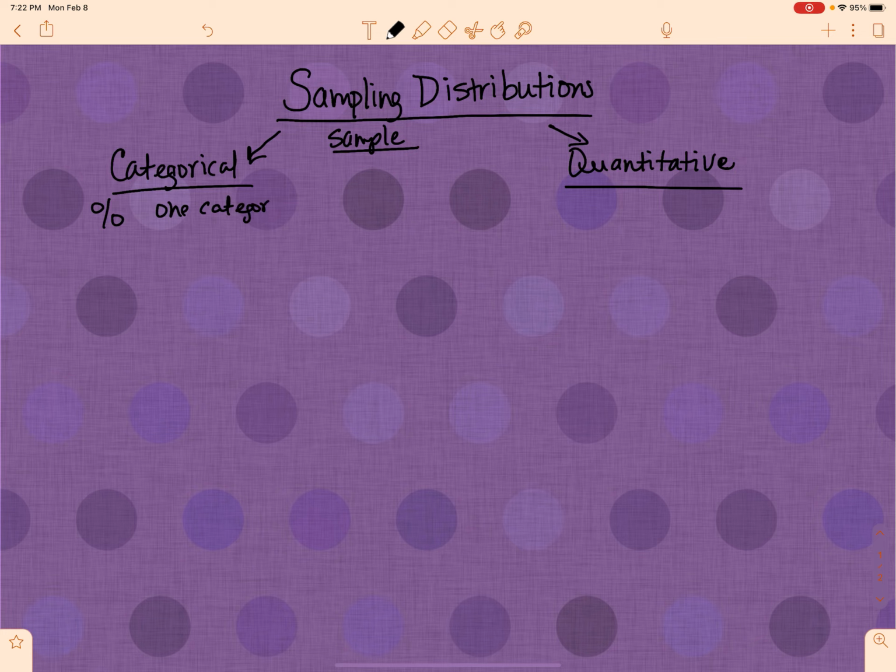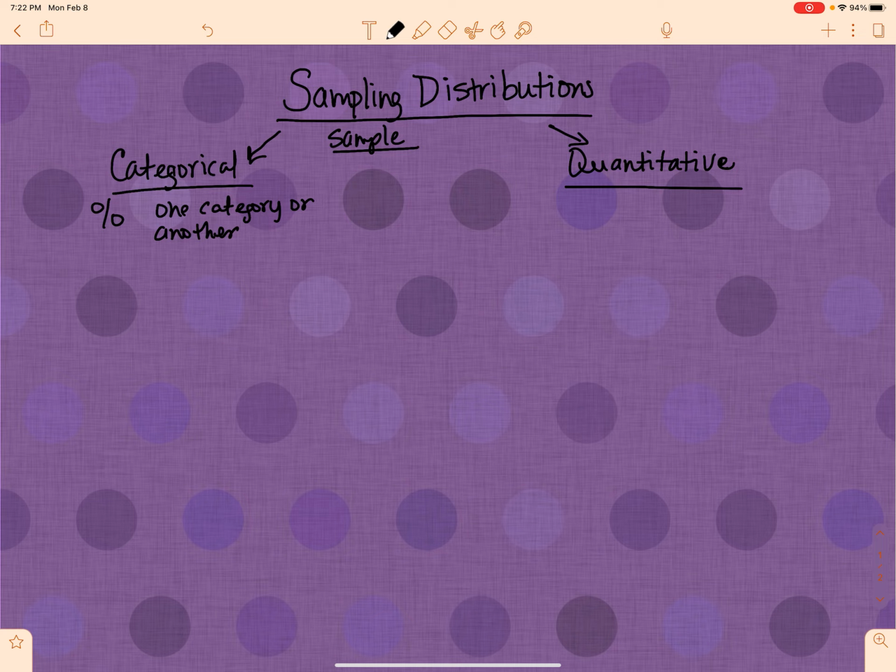One category or another. Okay, so it takes on that idea of binomial, right? So it reminds us of that. So it either fits into one category or another.